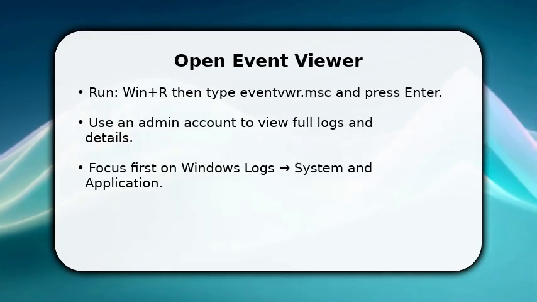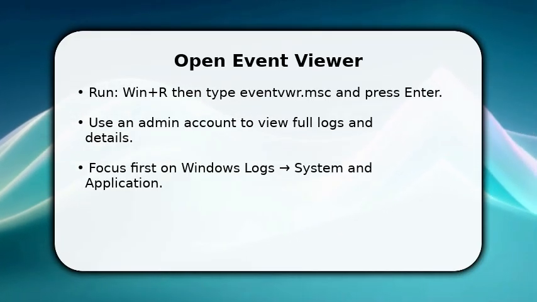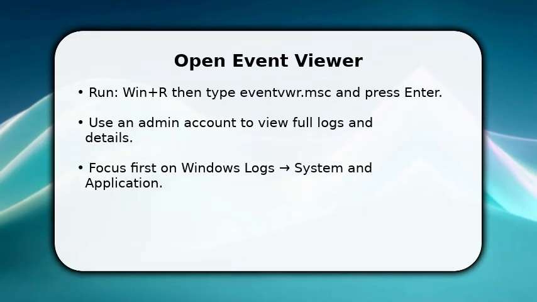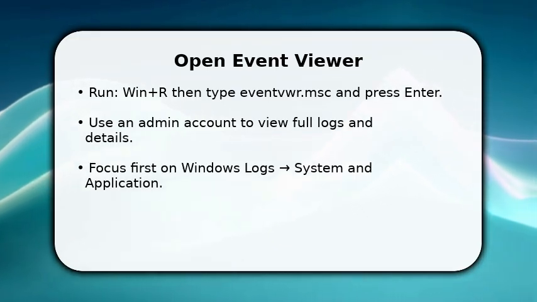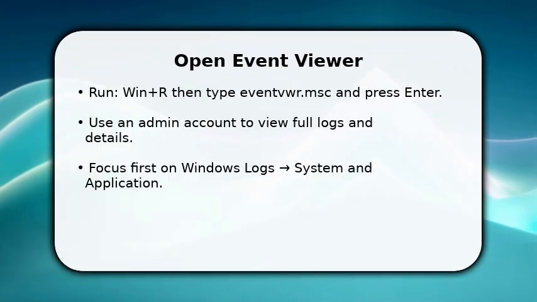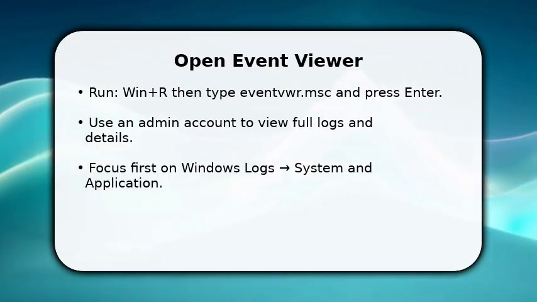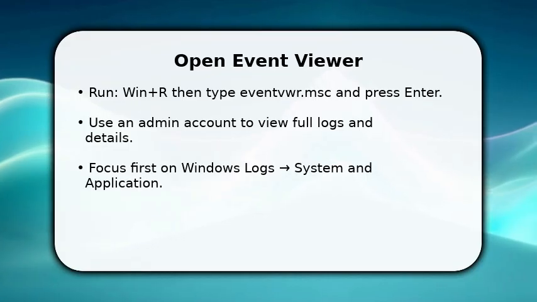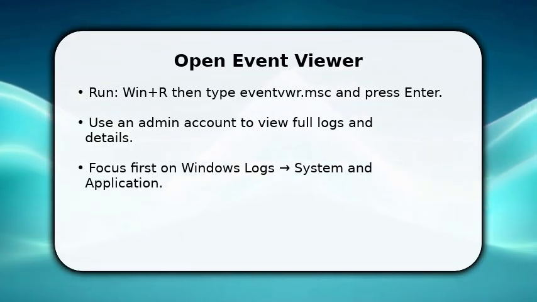Once the console is open, expand Windows Logs and click System, then Application. These are where most hardware and app errors appear. Make sure to keep Event Viewer visible while you reproduce the problem so new entries show up live. This immediate capture helps link actions to error timestamps.